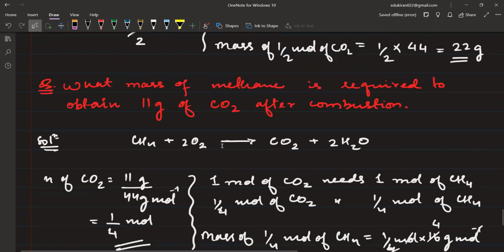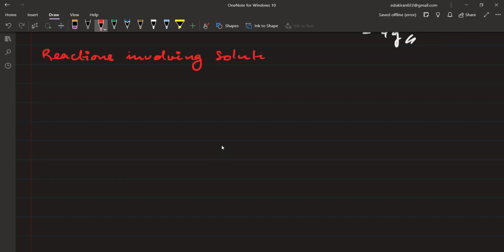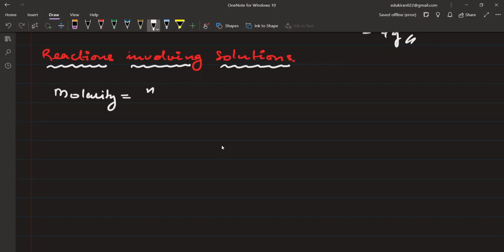Combustion. See, the next type of stoichiometric calculation is very important: the reactions involving solutions. Here also again, the most important thing is you should know how to calculate the number of moles. So see, I'm just revising the points here. Molarity is equal to the number of moles of solute divided by the volume in terms of liters.